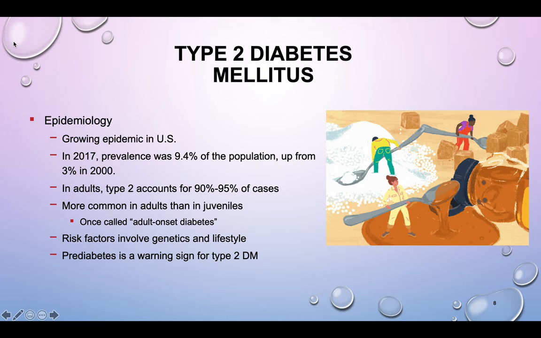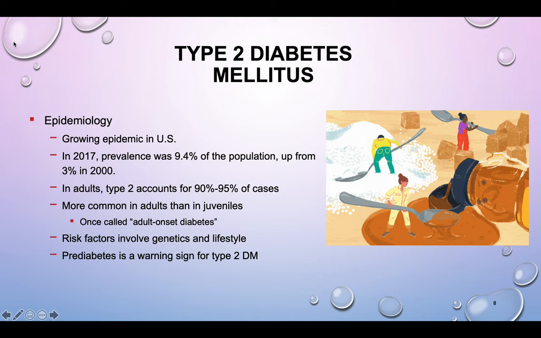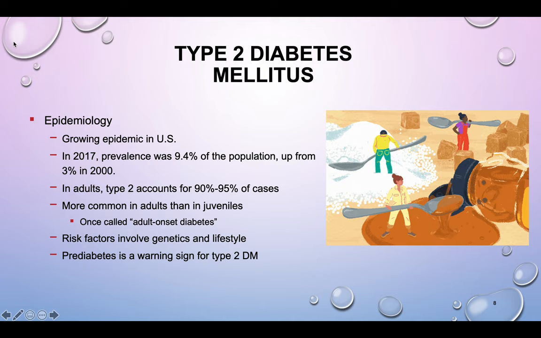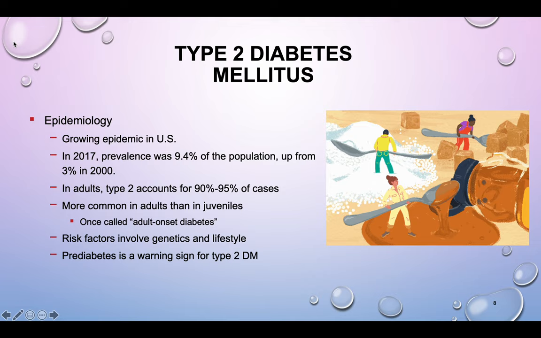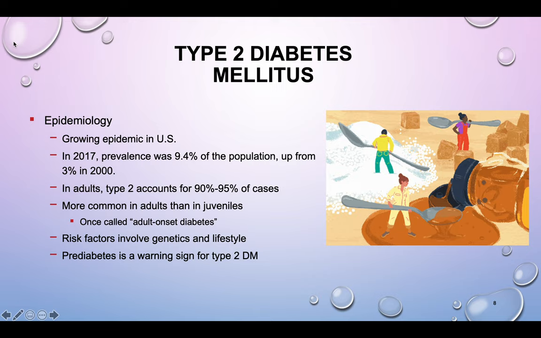Type 2 diabetes. It's a growing epidemic in the United States. I will tell you, though, that it does seem to have stabilized a bit. There for a while, in like 2015, it was just really, really kind of scary. It was so prevalent.